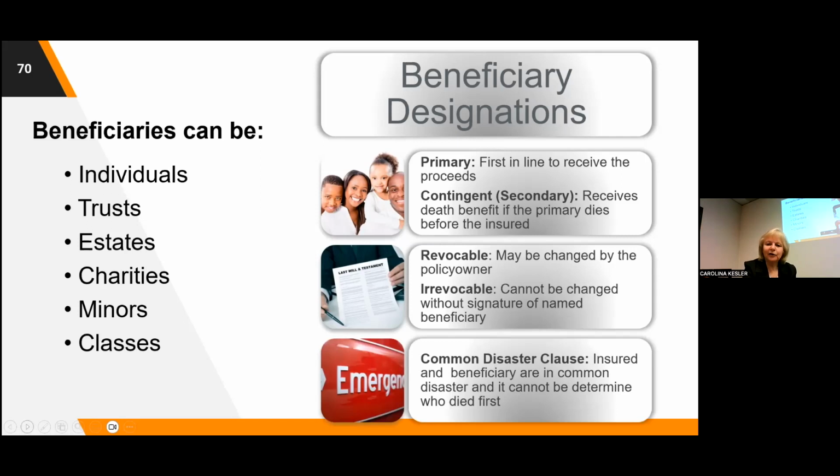So common disaster clause means the insured and the beneficiary are in a common accident and die at the same time. This determines who died first. If they die within 90 days of one another, they're going to say that the beneficiary, the primary, died first, right? So that the money would then go to the insured's beneficiary or estate. That makes sense?